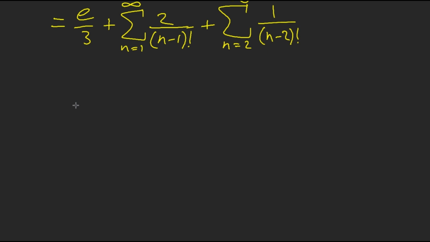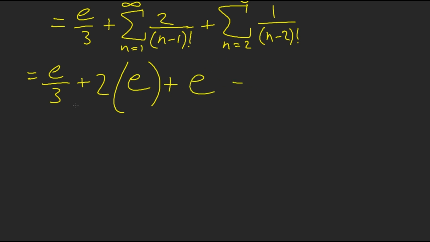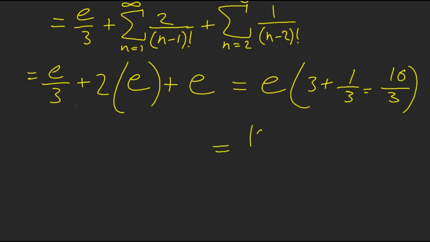Okay. So we have e equals 3 plus 2 of, let's see, plug in 1. Oh, this is technically still e, right? Because it's like n equals 0 for 1 over n factorial. Here, same thing, e. Okay, so we have e over 3 plus 1/3. This is equal to 10/3. So our answer is 10e over 3.